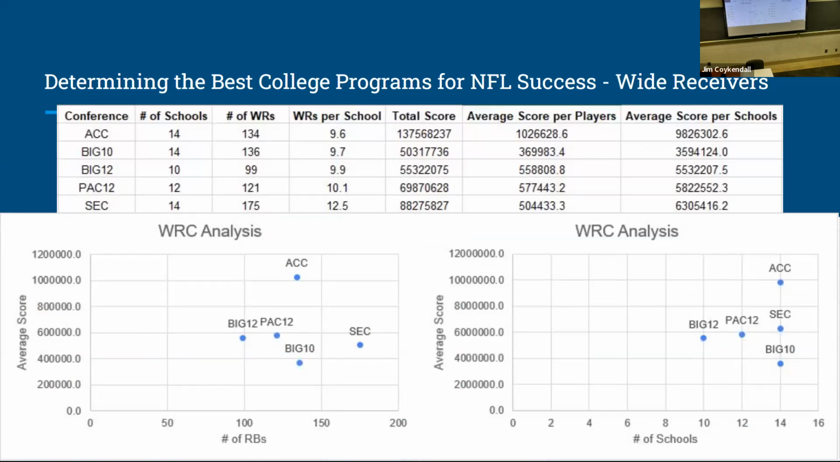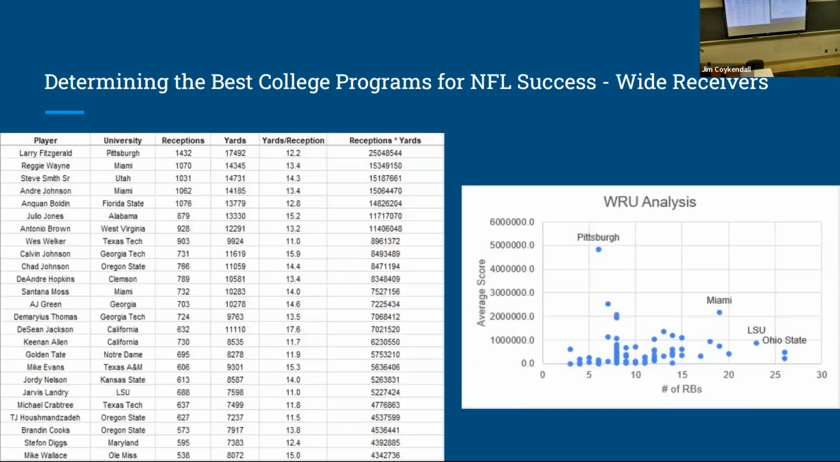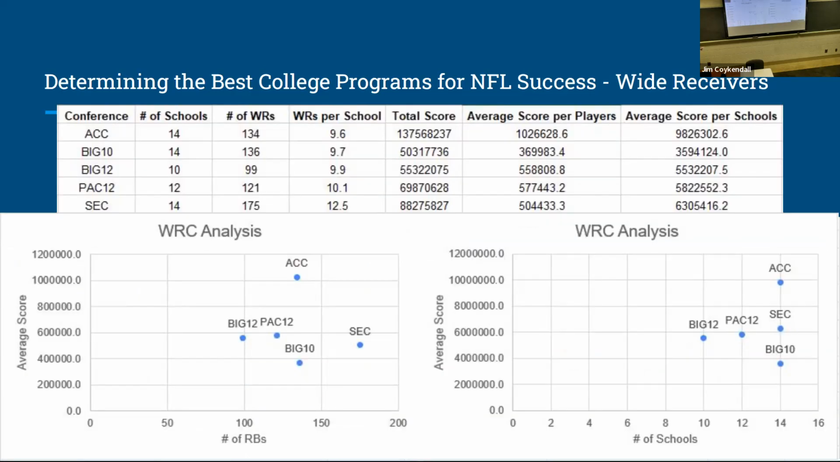The last time we look at which conferences are producing the best talent for wide receivers. And once again, the ACC stands out above the rest. Over on the right, they're so much higher than the rest of those schools. And here, the quality of these wide receivers is just so hard to match. They have 4 of the top 5 guys listed here in Larry Fitzgerald, Reggie Wayne, Andre Johnson, and Anquan Boldin. They also have guys like Calvin Johnson from Georgia Tech and DeAndre Hopkins from Clemson. Guys that dominated in the NFL, and DeAndre Hopkins is still dominating today. So once again, the ACC is deemed the best conference for this position.